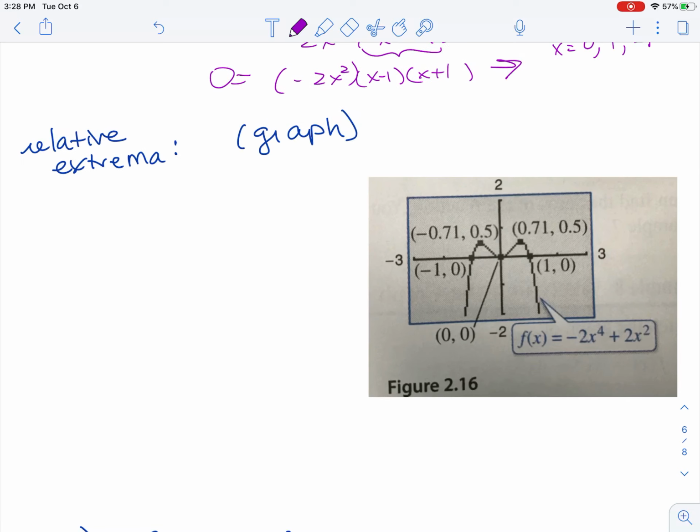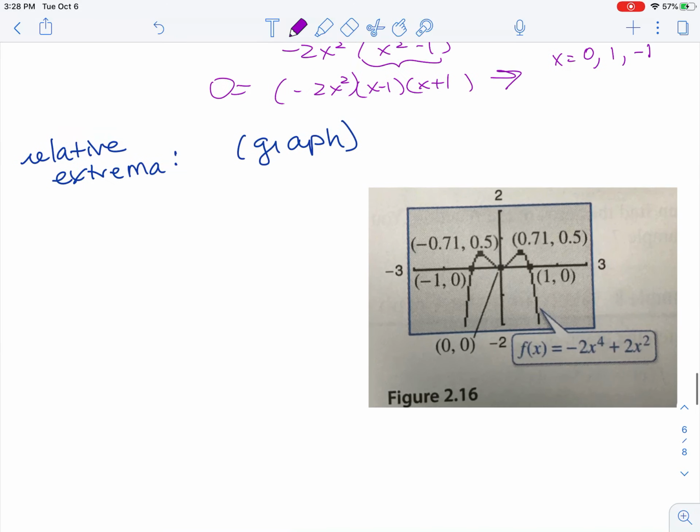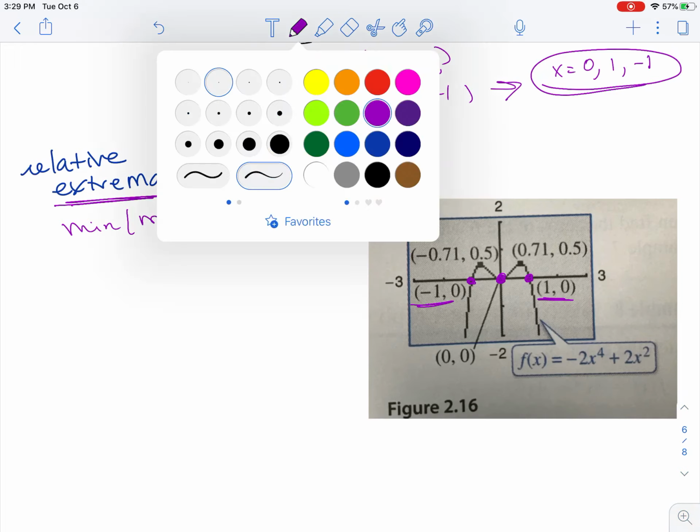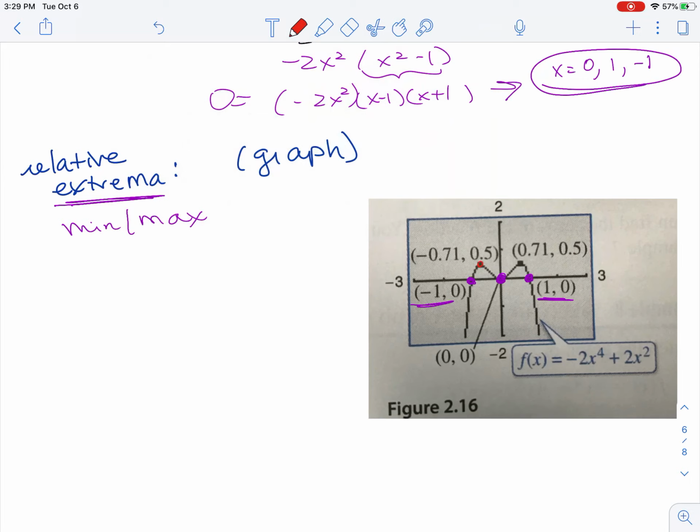Now, to find the relative extrema, we're going to have to graph it, which this is a picture of the graph. You could put this in your graphing calculator. So we can see that x equals 0 right here, 1 right here, and negative 1 right here. So those are our values here, here, and here. But our relative extrema, or minimums, or maximums, we can see those little curves on the graph. I'll put them in red. We see that there's a maximum here and a maximum here.